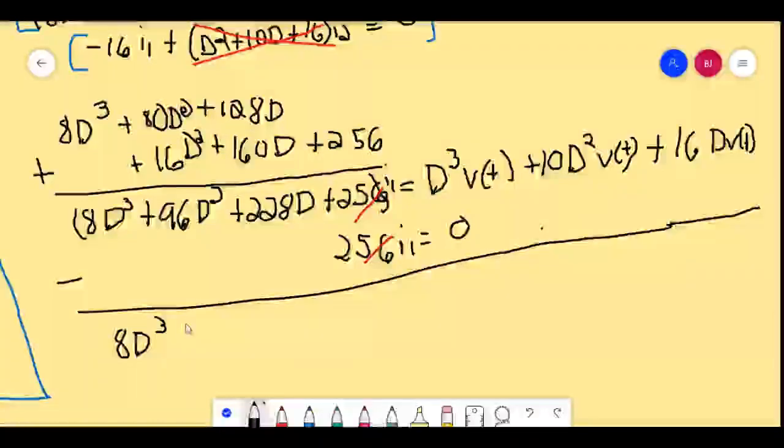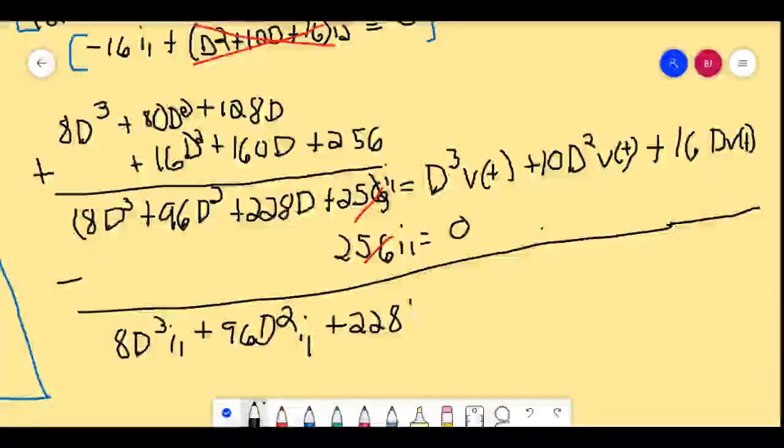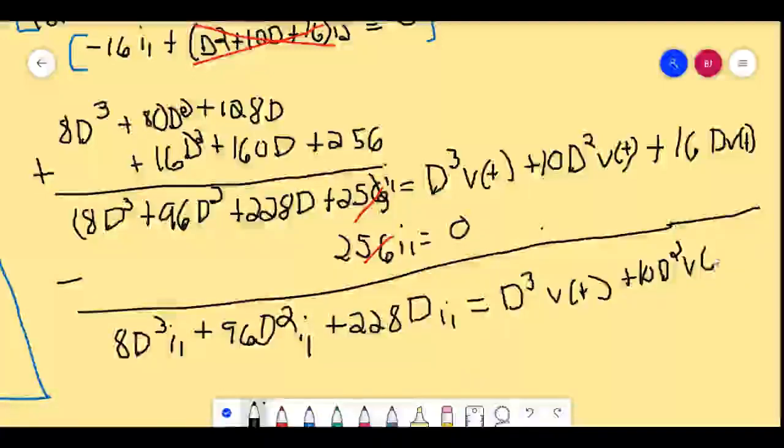So we'll now have 8d cubed I1 plus 96 d squared I1 plus 228 d I1 equal to d cubed v of t plus 10 d squared v of t plus 16 dvt.